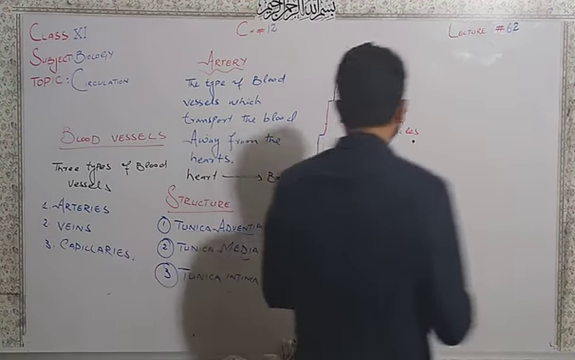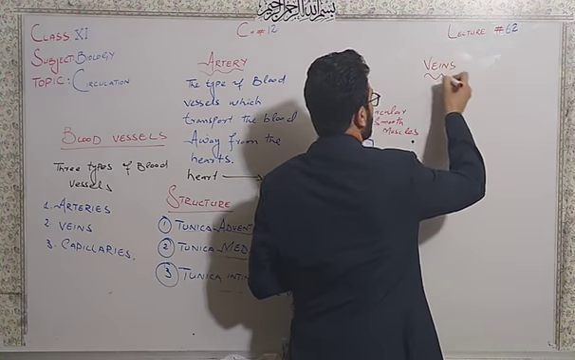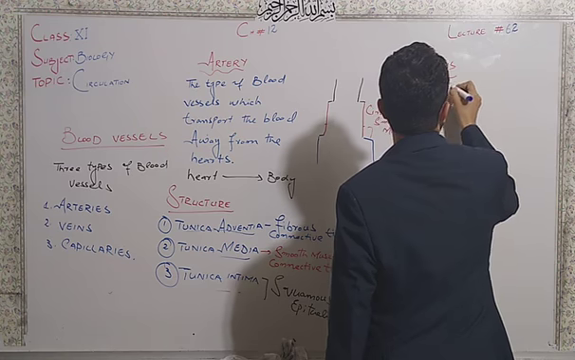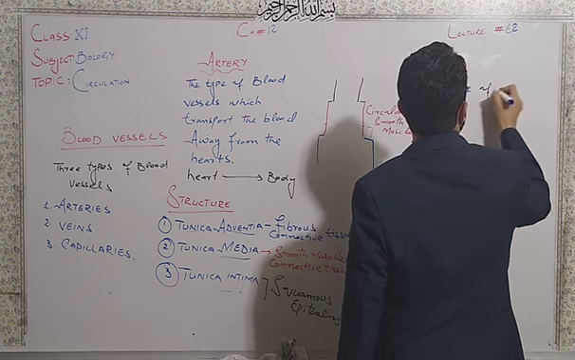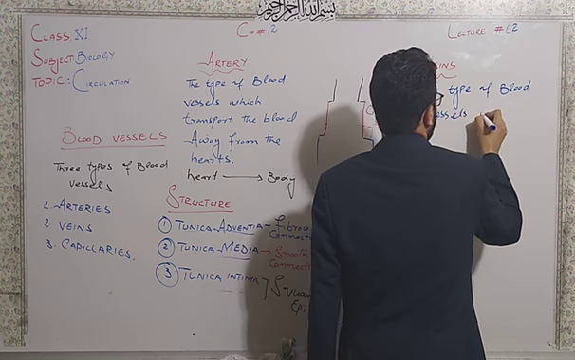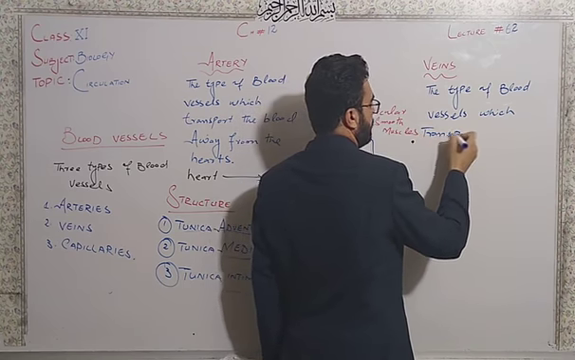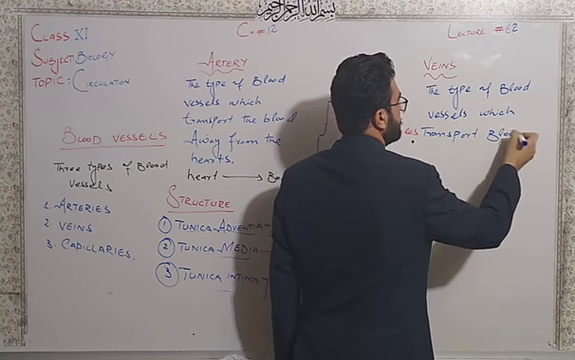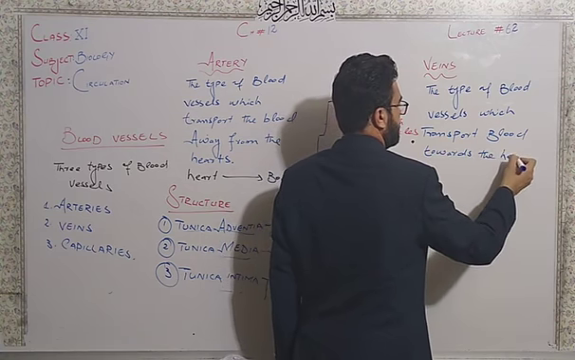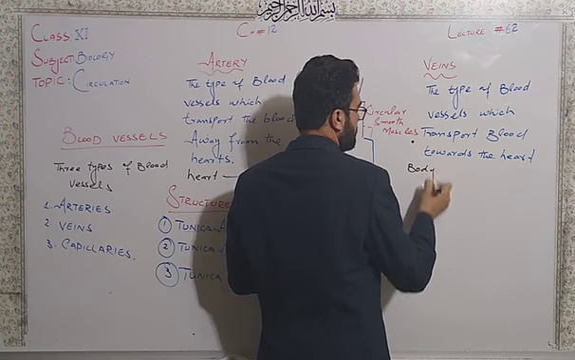Now the veins are the type of blood vessels which transport blood towards the heart. From the body towards the heart.